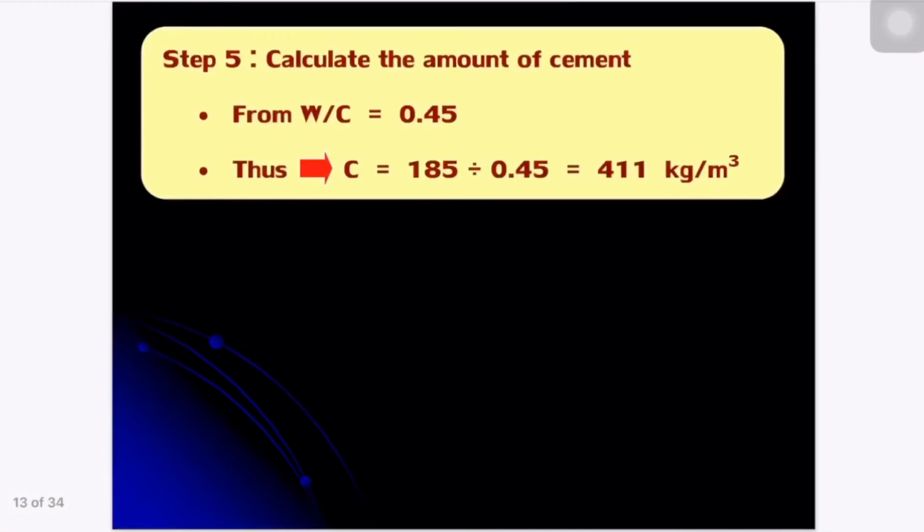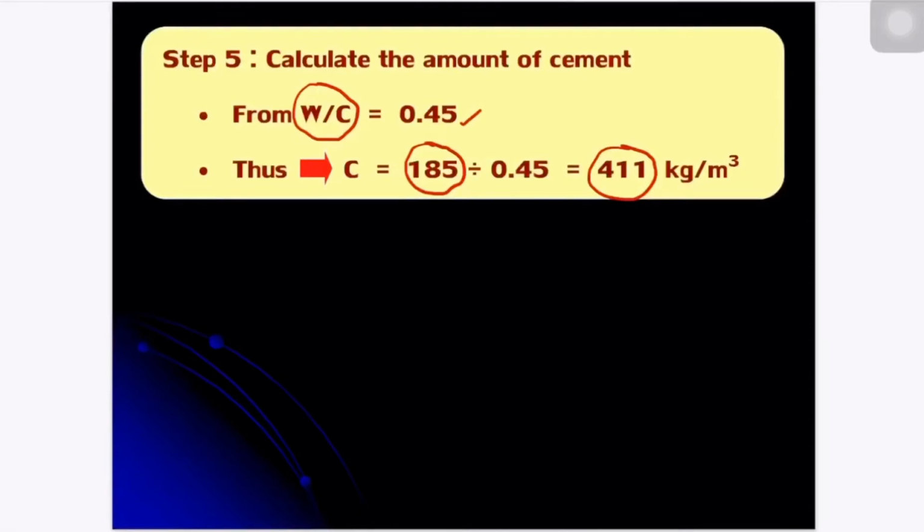And the next step, to find the quantity of cement. From the equation, the water to binder ratio, or the water to cement ratio by weight, is 0.45. And we know the water content of this concrete is 185. From this equation, we obtain the quantity of the cement that is 411 kilograms per cubic meter.